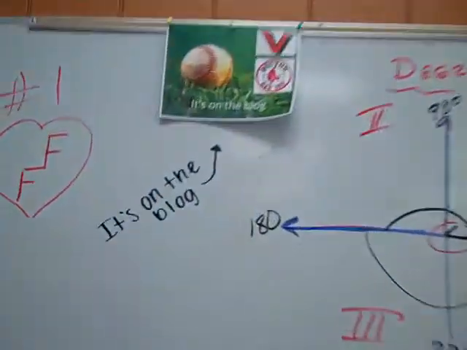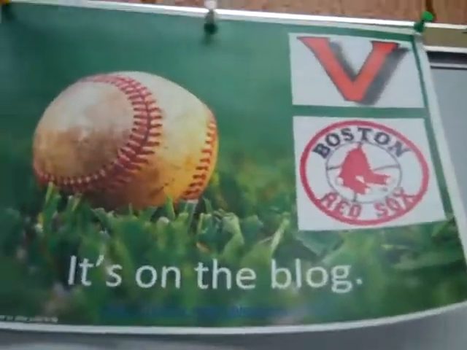What does the circle represent? The theta? Theta is the degrees. Kind of like the circle with the lines. It's on the blog.